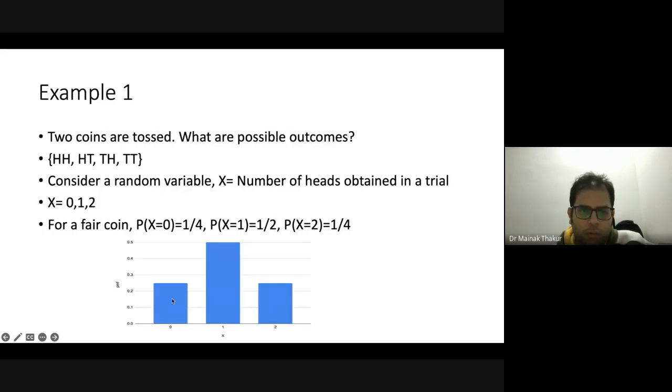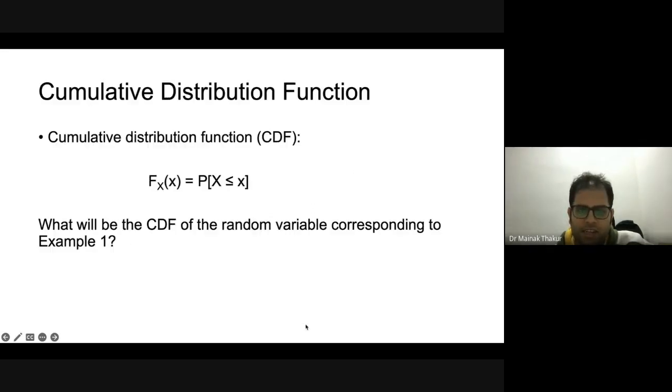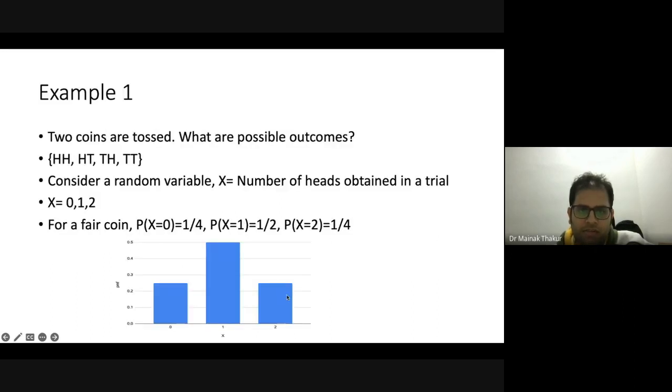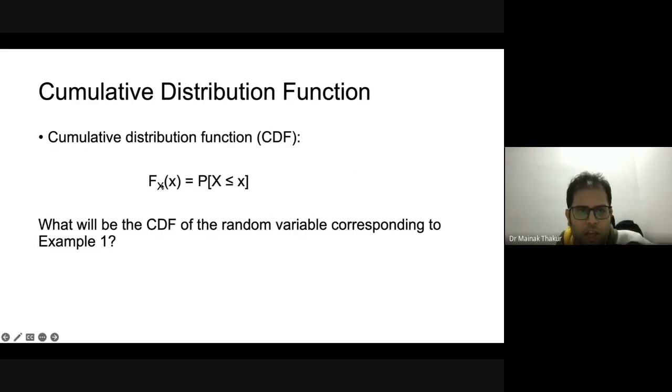Now, 1 by 4 plus half plus 1 by 4 is 1, right? If you take x somewhere here, let's say 2.5, then F of 2.5 will be the probability of capital X less than or equal to 2.5, right? X equals 2 will come, X equals 1 will come, X equals 0 will come. The summation of them is 1. So any value greater than or equal to 2 will give you 1 for the CDF. This is a very simple definition. What will be the CDF of the random variable corresponding to example 1?